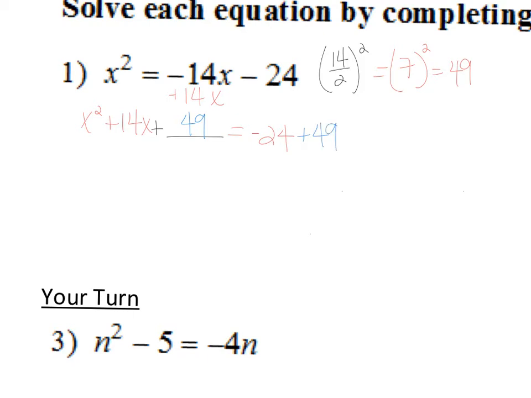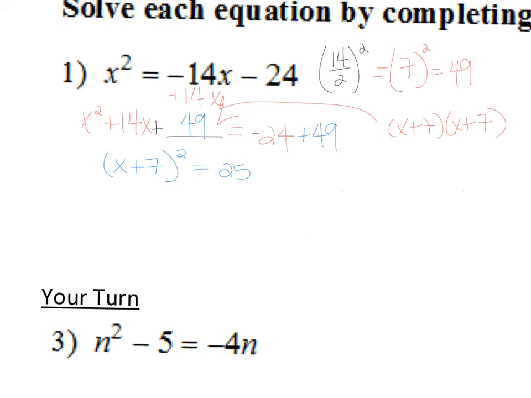So no matter what, I want to complete the square, because now I know this is going to be x plus 7 squared equals negative 24 plus 49, which is going to be 25. I know that because of my perfect squares, if I were to multiply x plus 7 times x plus 7 out, I end up getting this whole thing. So I then just combined them to x plus 7 squared.